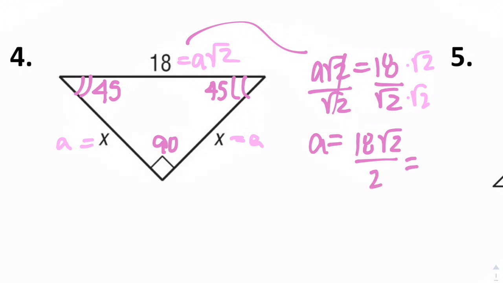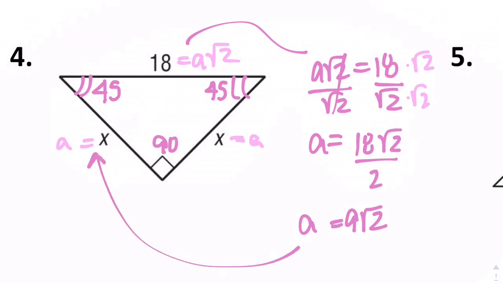And that simplifies to 9 root 2. So I found that A is actually equal to 9 root 2. And that will now help me find x because x is equal to A. So x is equal to 9 root 2.